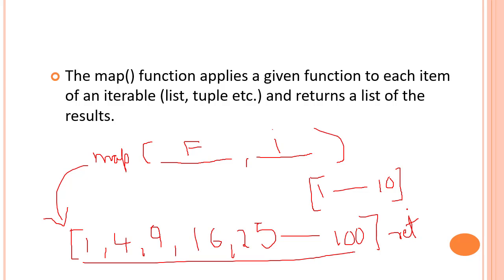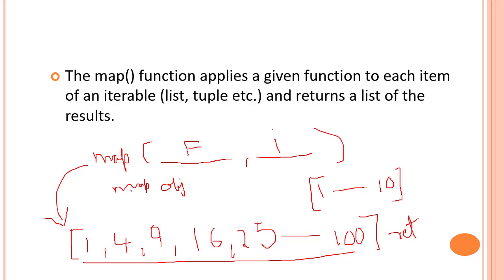Now map returns a map object which we can use in other parts of our program. We can also pass the map object to a list function or another sequence type to create an iterable. That is type conversion. This map function will give me a map object, and you can do type conversion for this map object.